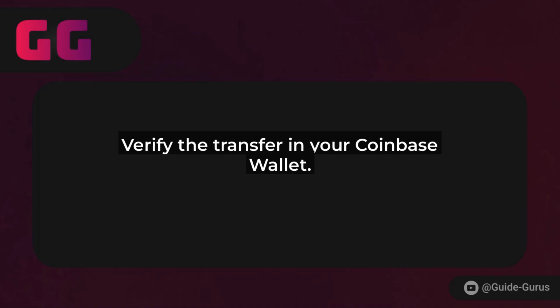Remember, crypto transfers are irreversible, so always stay vigilant. If you run into issues, Ledger and Coinbase have great support resources.